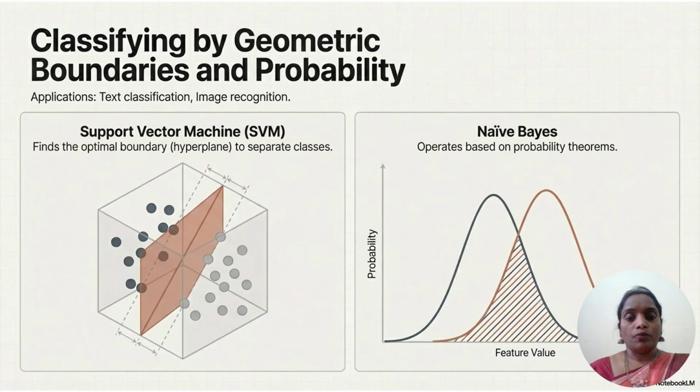Coming to support vector machine, usually pronounced as SVM, it finds the optimal boundary called a hyperplane that separates different classes with maximum margin. And Naive Bayes is a probabilistic classifier based on the Bayes theorem and assumes independence among the features. These algorithms are commonly applied in text classification, image recognition, and medical diagnostic systems.